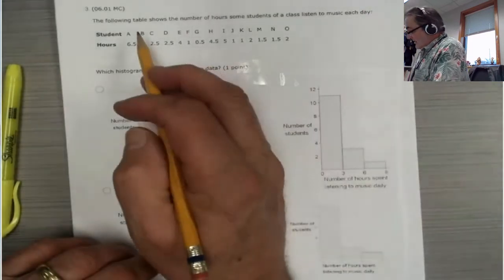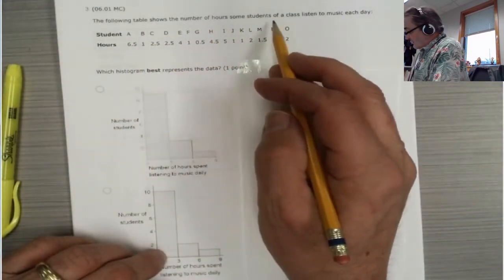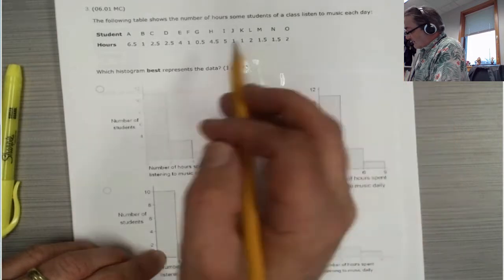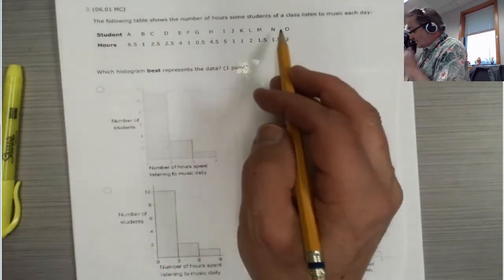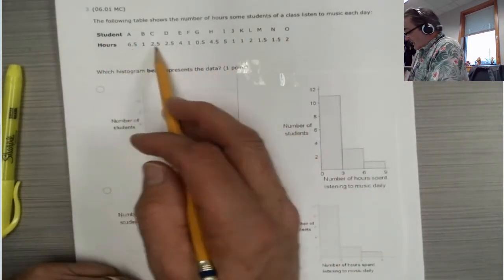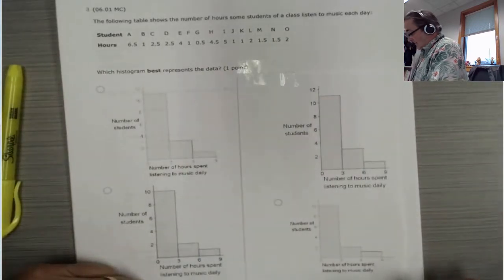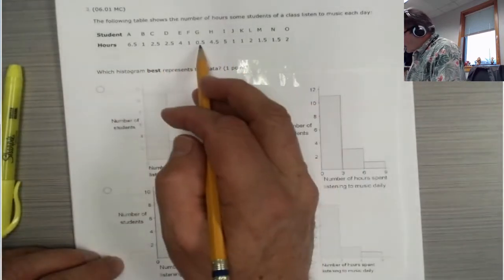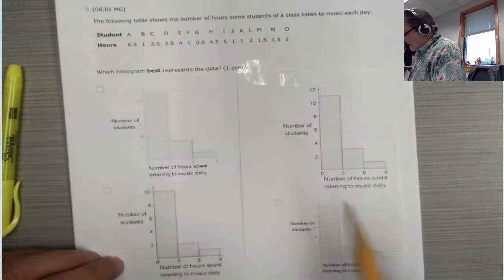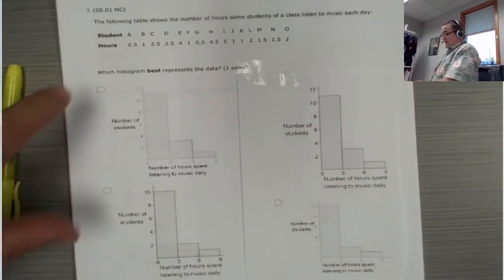Then once you've got it done, the following table shows the number of hours that some students in the class listen to music each day. All right, each student is just assigned a letter, and here's the number of hours they listen to music each day. So we got anywhere from, looks like the lowest is 1/2 and the highest is 6 1/2. I want to know which histogram best represents the data.